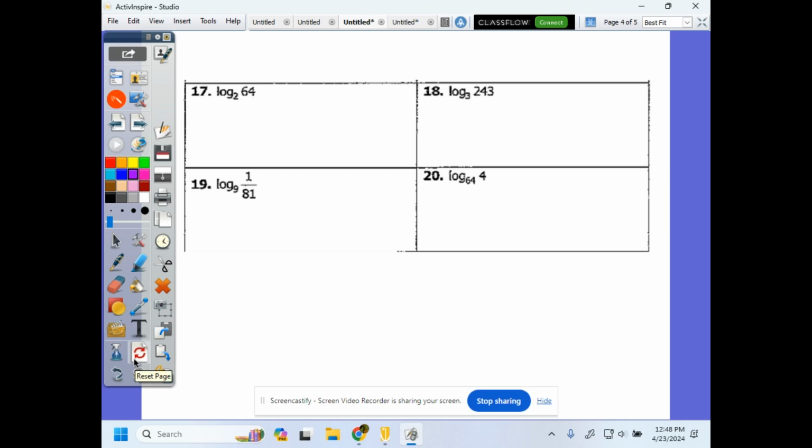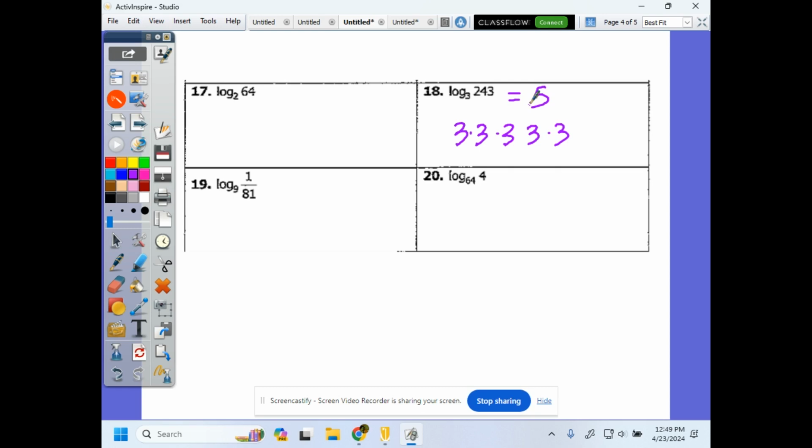Log of 243 to the base of 3. You can get 243 if you multiply 3 how many times? 3 times 3 is 9, times 3 is 27. 27 times 3 is going to be, I believe, 243, right? Times 3 for the fifth one. So the answer here is 5.